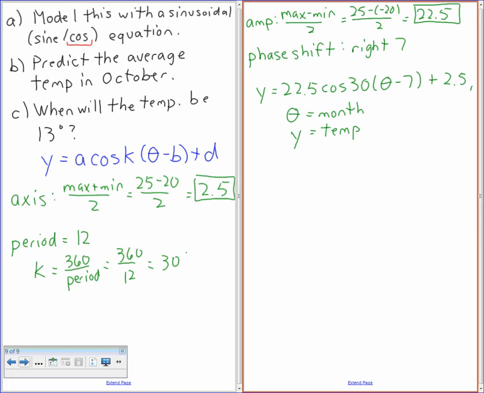Okay, so we've made an equation now and life is good. How do we find the average temperature in October? What month will October be? Close. Now the reason it's not 10 is because January was 0, right? So then y equals 22.5.